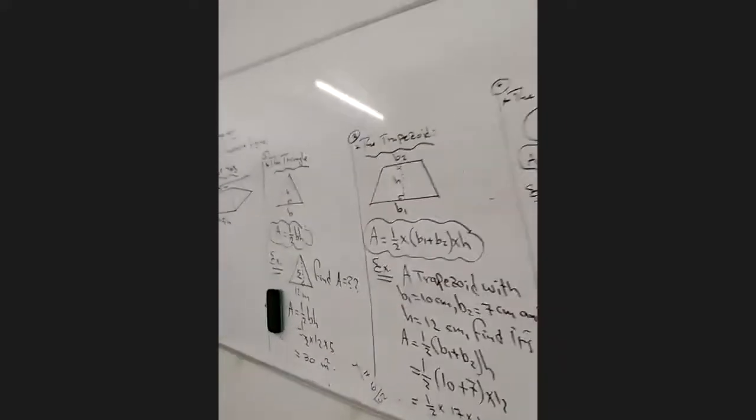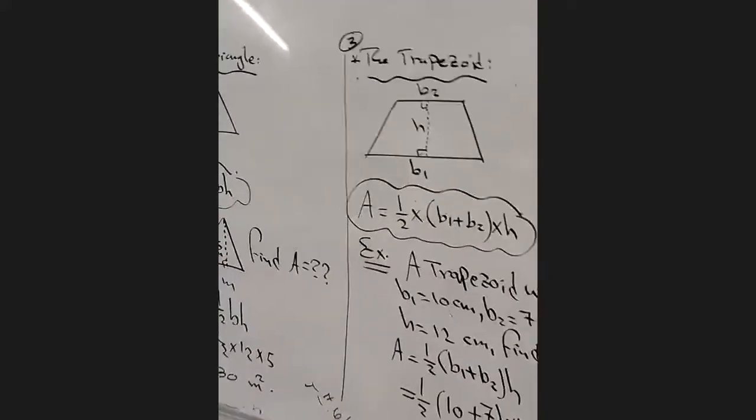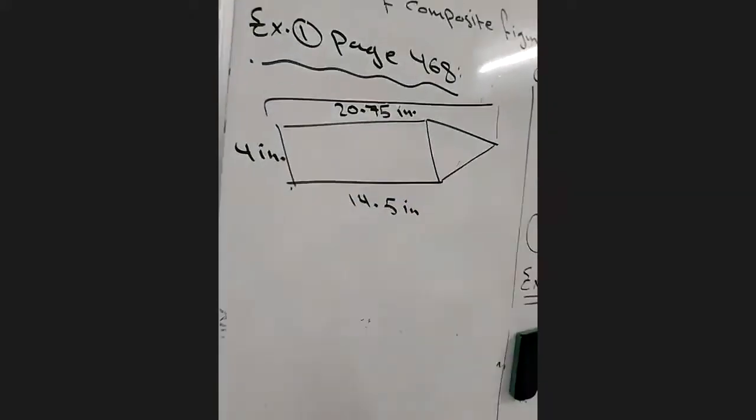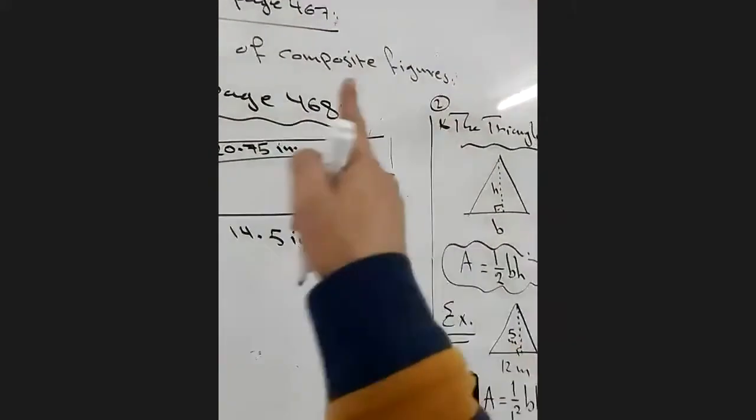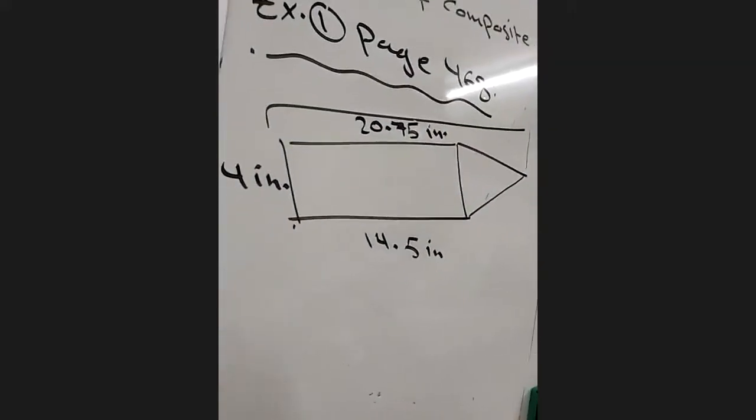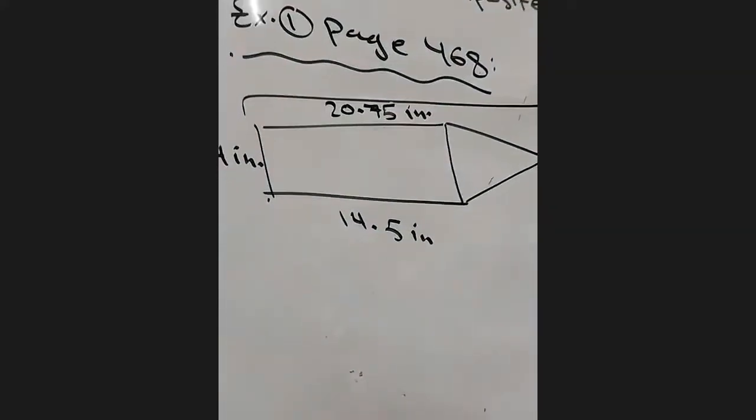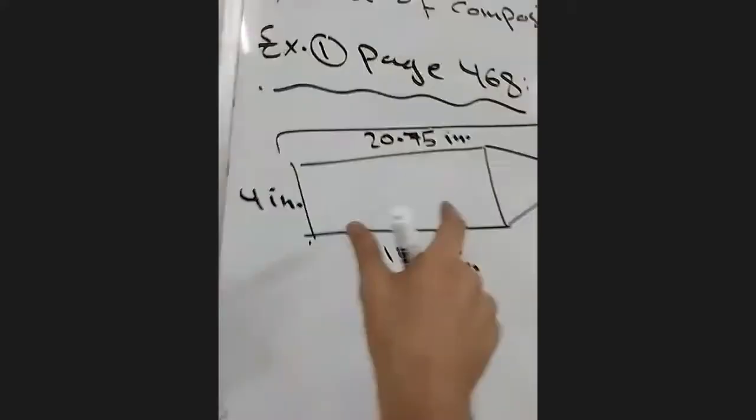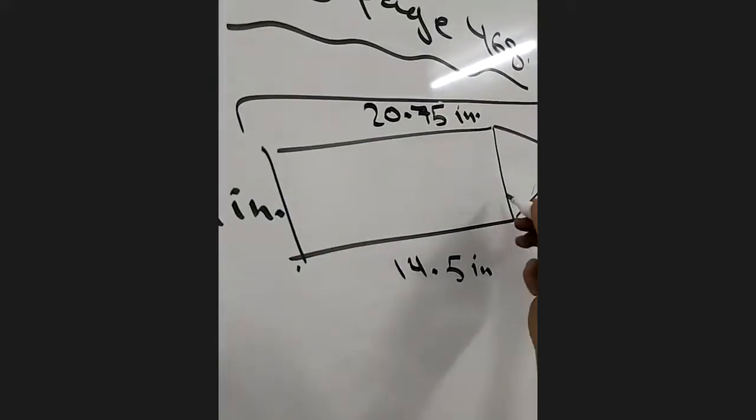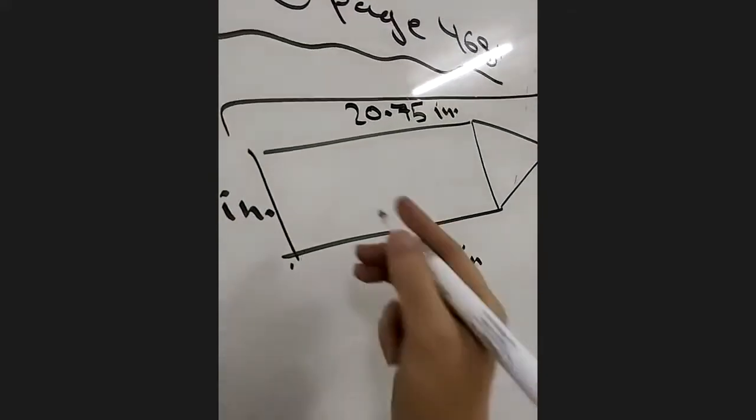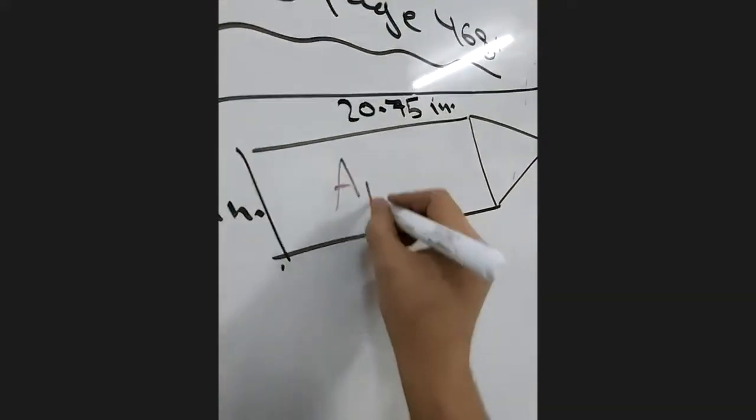20.75 inch. Now, let's take a look at this figure. Do we know the name of this figure? No, we don't know it. We call it a composite figure, which means it has more than one figure. How many figures can we divide it into? Two figures. The first one is a rectangle. I will call it A1.